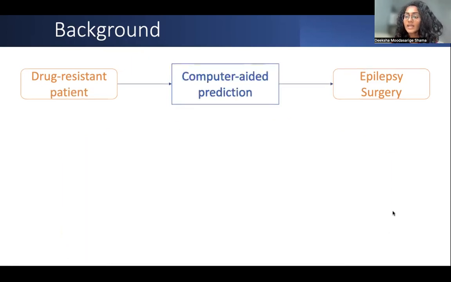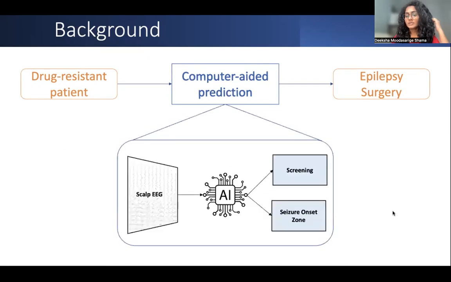As an alternative, we aim to employ computer-aided tools using neuroimaging data to assist the clinicians with the pre-surgical workup. We use scalp EEG-based AI algorithms to streamline the process and augment knowledge base before invasive procedures.